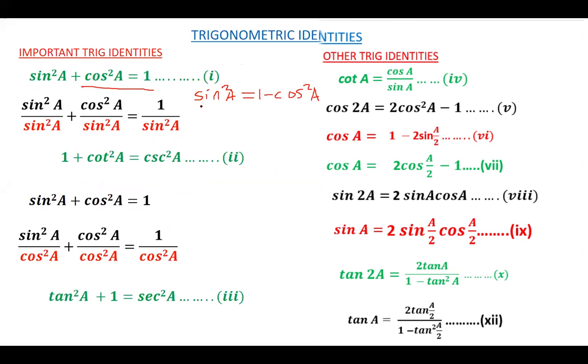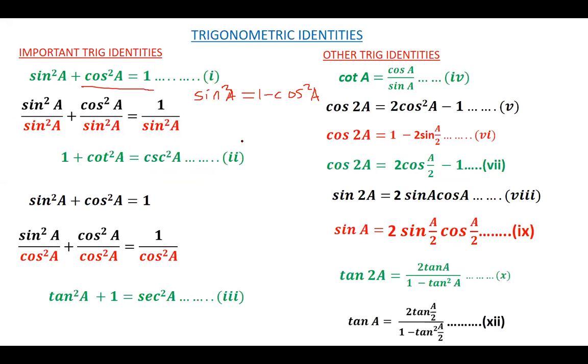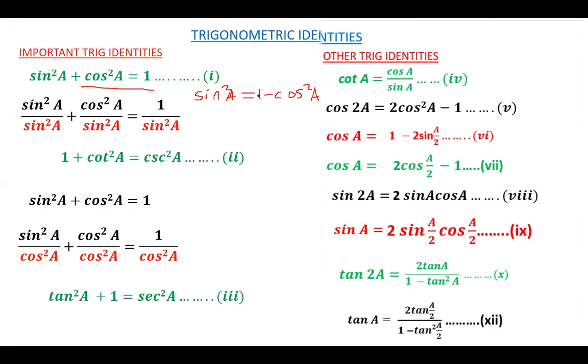So once you have this, if you want to come up with cos squared x minus 1, it means that you have to manipulate this in such a way that cos becomes positive and sine and 1 becomes negative. So this means that we're going to divide everything by negative 1. So when you divide sine squared a by negative 1, you get negative sine squared a.